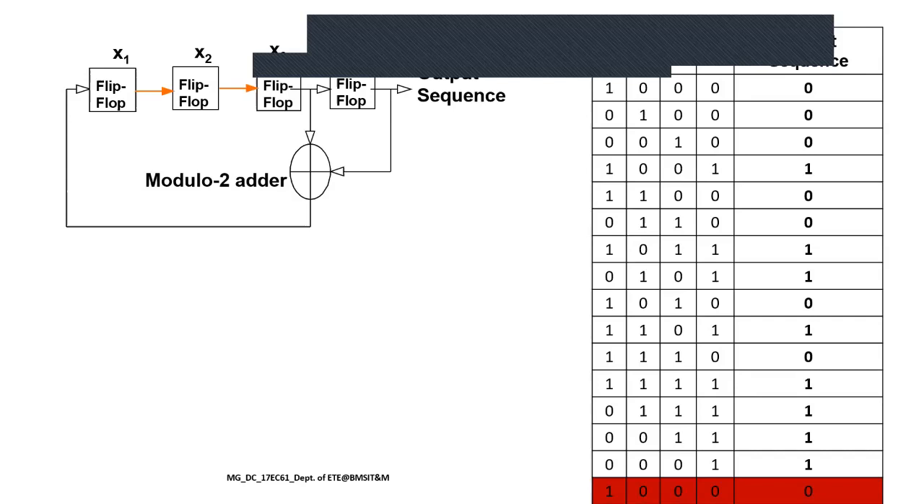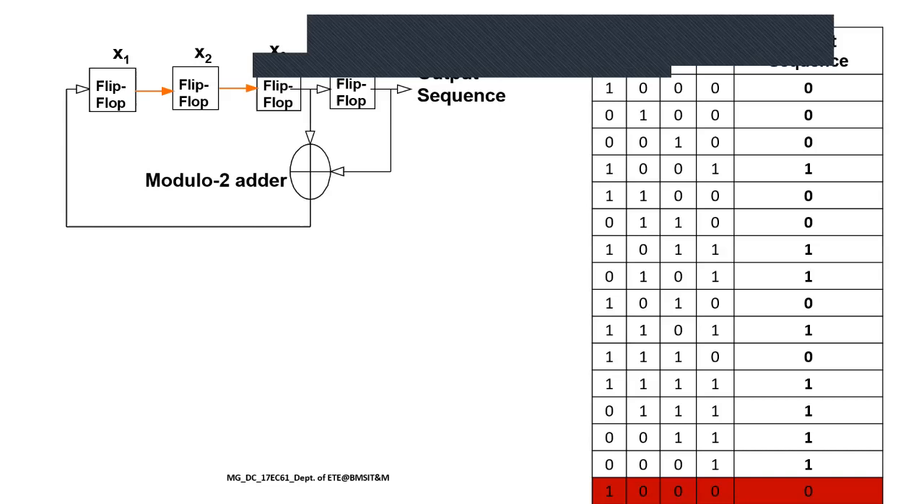So 0 1 0 0. This 0 will come out here. Then x3 and x4 are again 0 0, so 0 XOR 0 is again 0. That 0 will be fed to the first flip flop. So this 0 1 0 0 is shifted by 1 bit and becomes 0 0 1 0. This 0 will come out as the output sequence. Now x3 is 1 and x4 is 0, so 1 XOR with 0 is 1. That 1 will be fed to the first flip flop. So now it becomes 1 0 0 1.